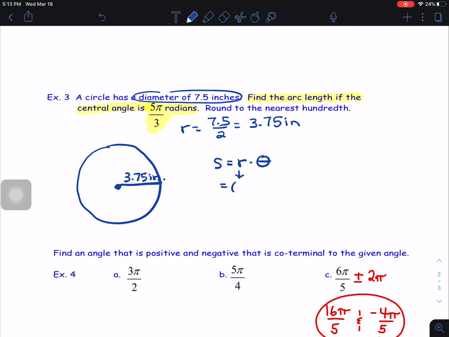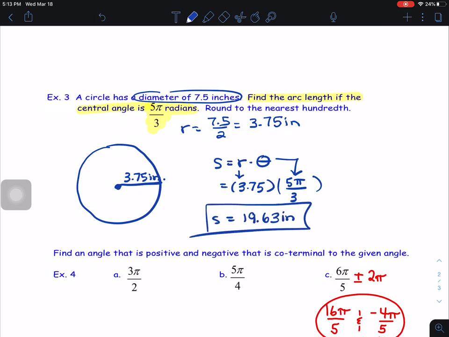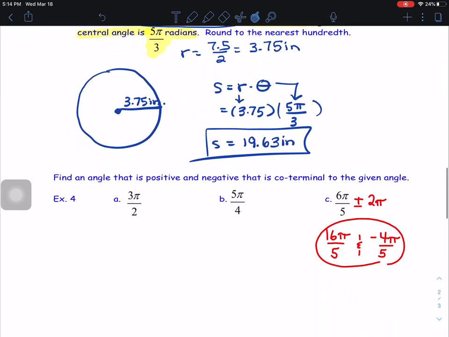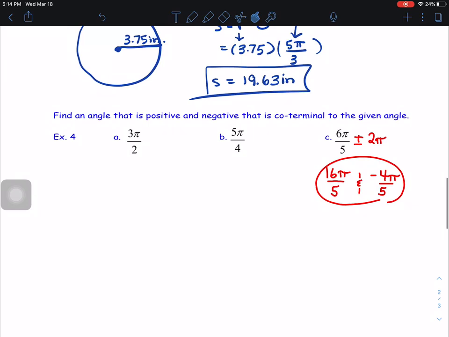We're going to plug in for the radius, 3.75. In for the theta symbol, 5 pi divided by 3 radians. We're going to multiply that all together on the calculator, and we end up getting that the arc length is roughly 19.63 inches.